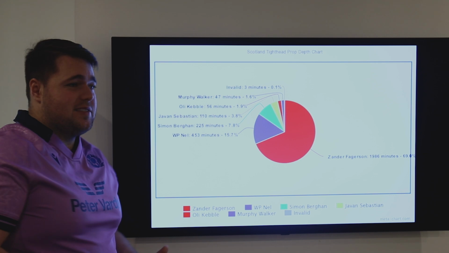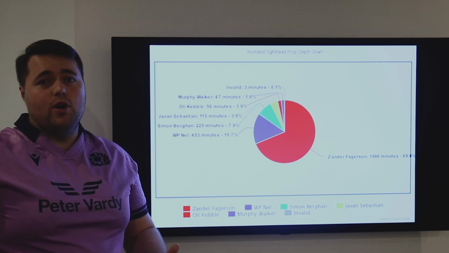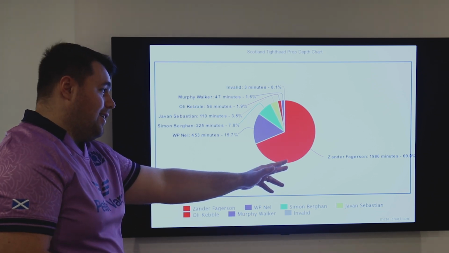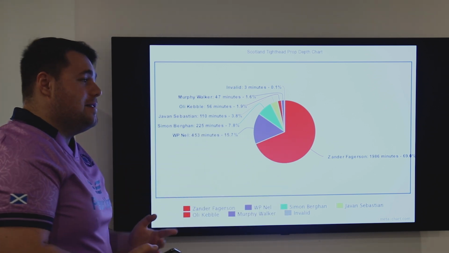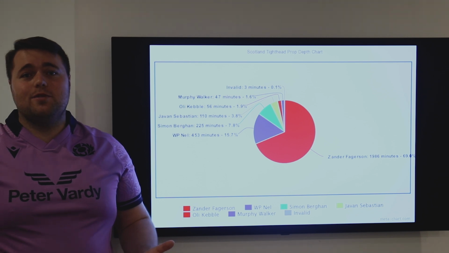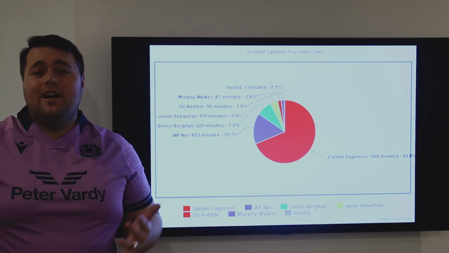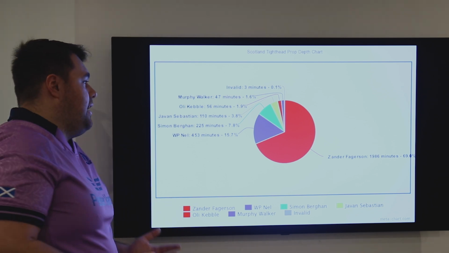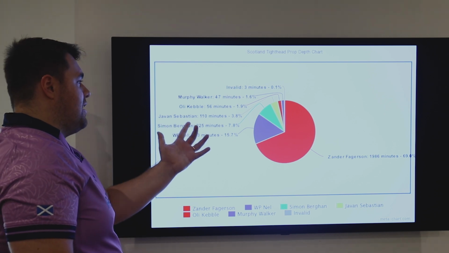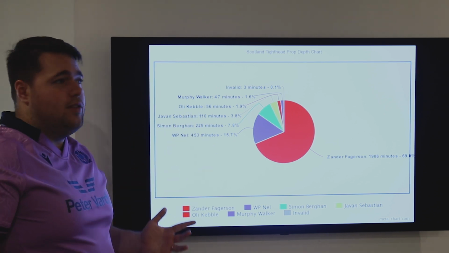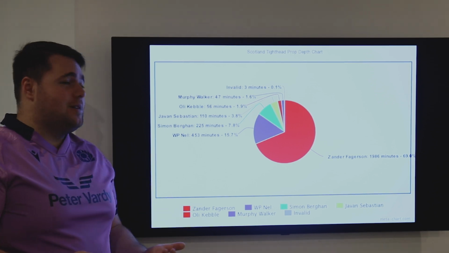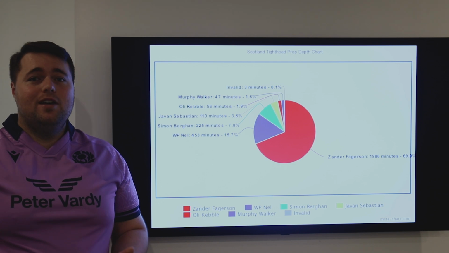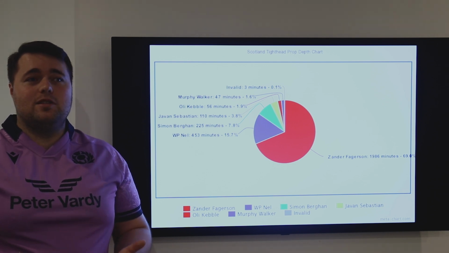We can see though an example of a depth chart that's not too good over here. Xander Fagerson playing massive minutes, and Vern Cotter now, he's going to be 37 at the World Cup, so Scotland are in a bit of a dire situation at tight head prop. As we can see, Simon Berghan, Javan Sebastian, Keble, Walker, they're all not really getting a crazy amount of minutes, and with the amount of penalties that Fagerson gives away, you are going to be in a pretty dodgy place as things stand.